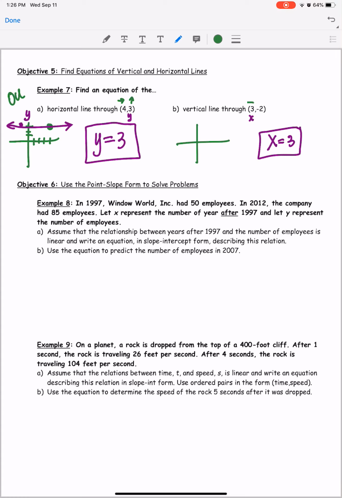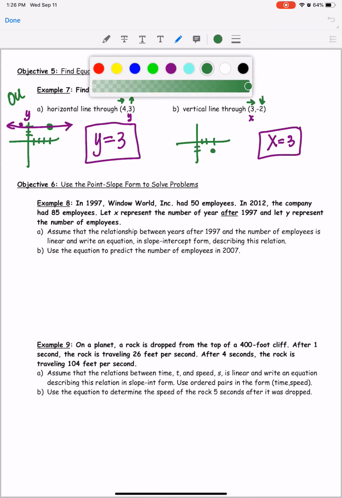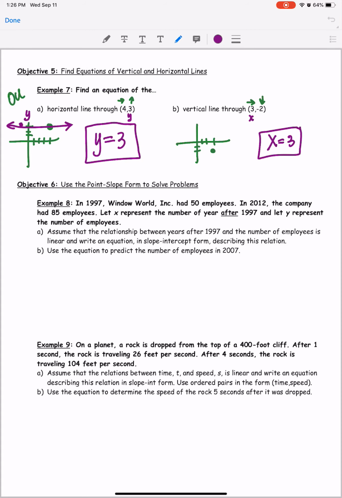So 3 means +3 to the right. -2 means 2 down. So I'm going over 1, 2, 3, down 1, 2. Here's my point. It's a vertical line, so it's going through my graph right here. It is crossing my x-axis, and where is it crossing my x-axis at? Right here at 3.